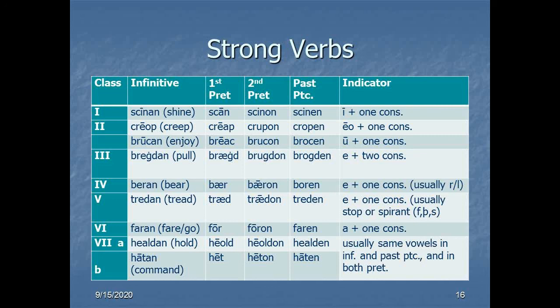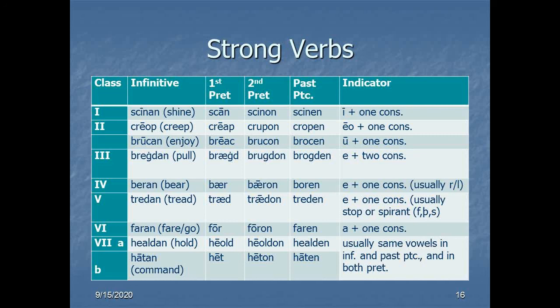As for class 4, our example is beran, which simply means to bear. So, running across the principal parts here, we have beran, bear, baron, and boren. And this one is defined by an E followed by one consonant, which will usually be an R or an L. Now, you'll remember from last week that the R's and L's are liquids. These are closely related, so there is an underlying logic there as well.